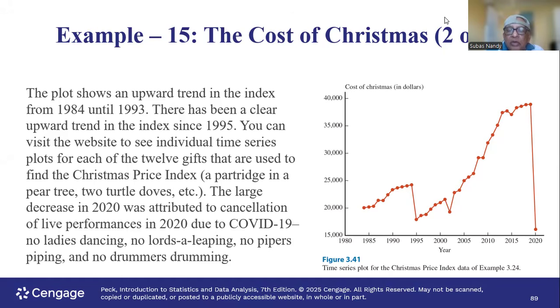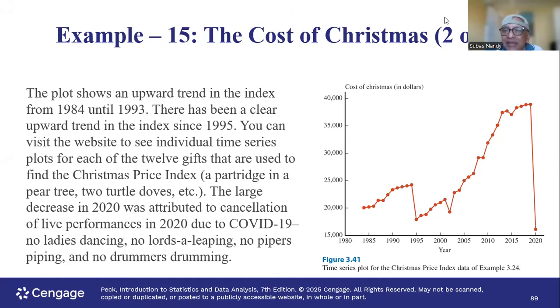So what did we cover today? We covered bivariate data. Bivariate means two variables, an x variable and a y variable. X is the independent variable on the horizontal axis. Y is the dependent variable on the vertical axis.